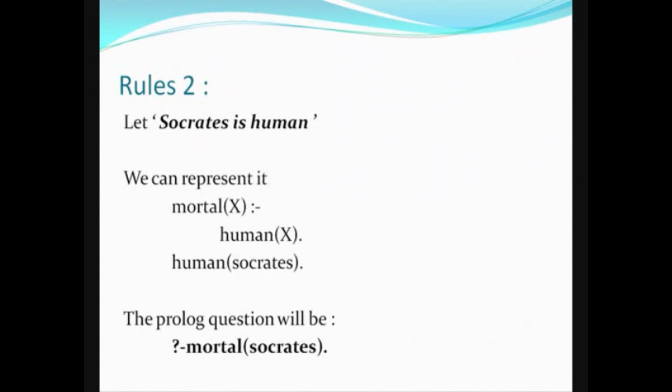This is the second rule. Let's see the sentence Socrates is human. We can represent it as mortal(X) :- human(X). human(socrates). The Prolog question will be mortal(socrates). Here we can see the starting symbol at first, and within the brackets we can see Socrates.